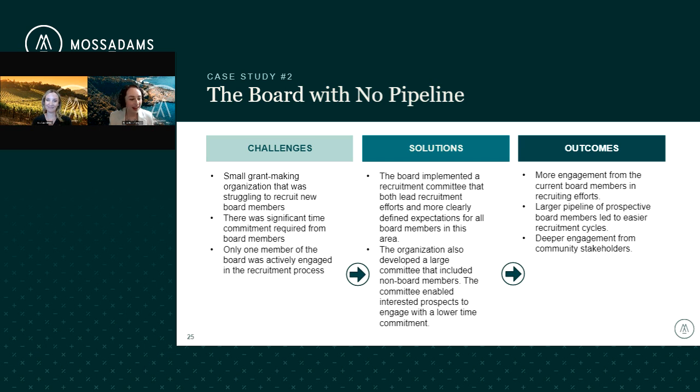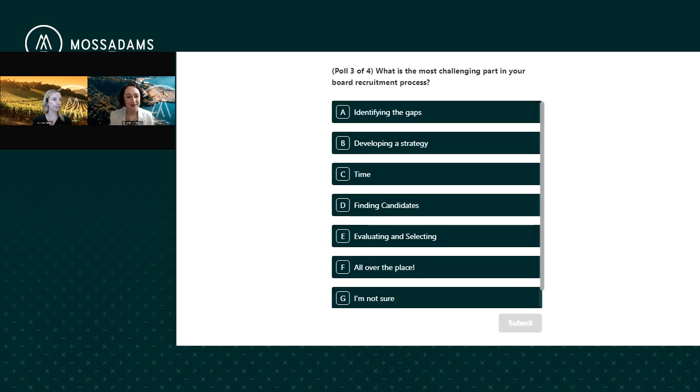Okay, with that then, I think we have one more polling question before we get to our last section. So here we are at poll number 3. What is the most challenging part in your board recruitment process? A, identifying the gaps. B, developing a strategy. C, time. D, finding candidates. E, evaluating and selecting. F, all over the place. G, I'm not sure.